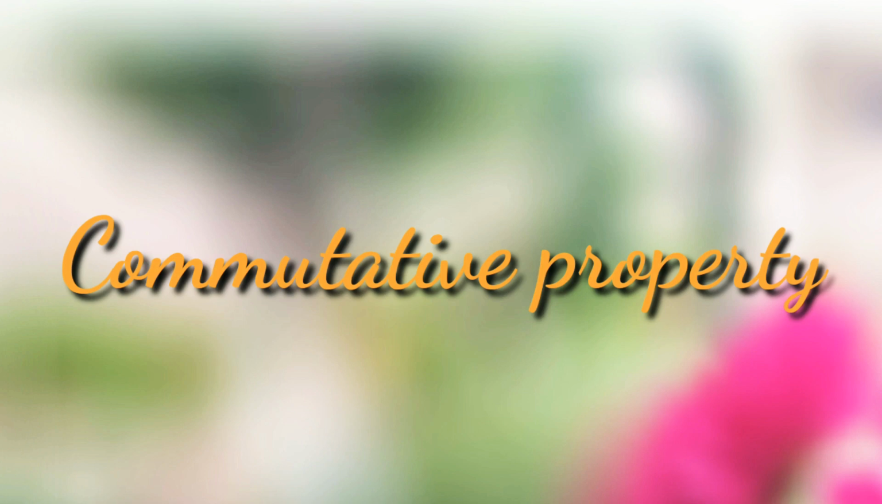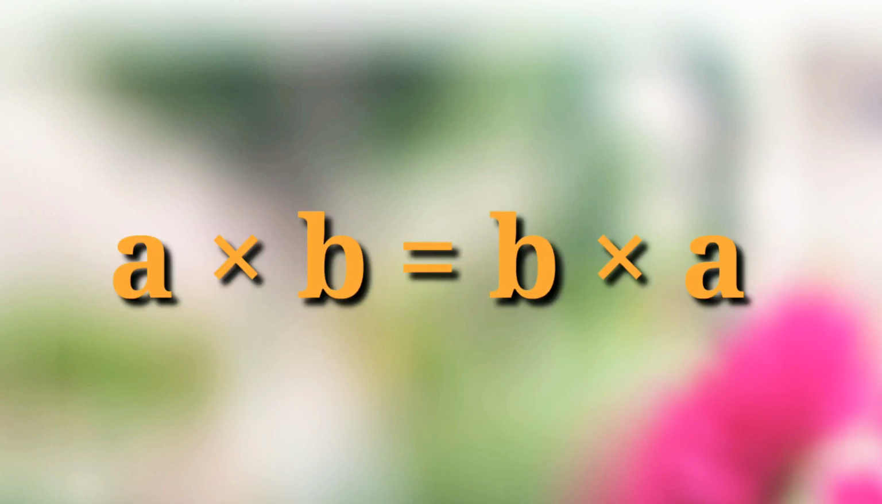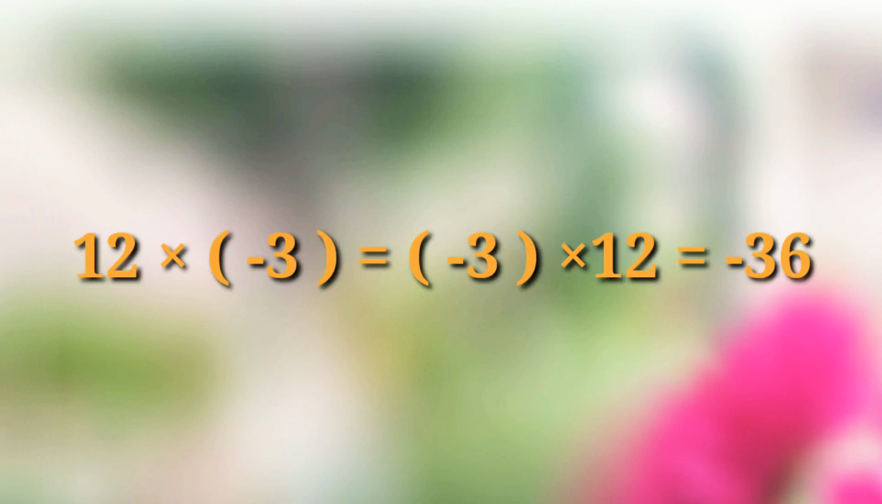So our next property, that is commutative property. In the commutative property, if you multiply two numbers a and b, their product will be equals to b multiply a. So means ordering of the numbers does not matter in the commutative property. For example, you have multiplied 12 with minus 3 or minus 3 with 12, then answer will be minus 36 in both cases. So it holds good.